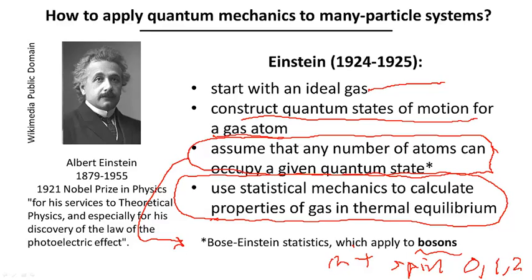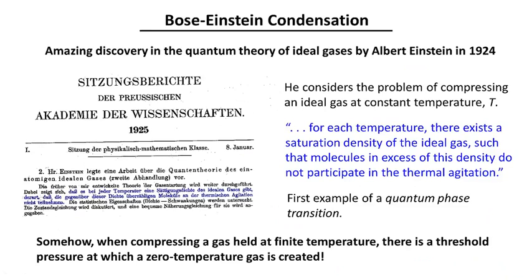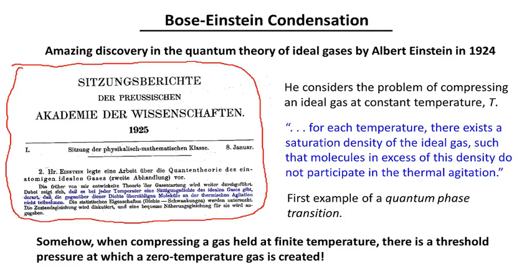Well, in carrying out this seemingly simple program, Einstein discovered something absolutely amazing. Here is the original paper in which he announces it, and he describes the finding here in blue. I'll give you my own translation. He starts by considering the problem of compressing an ideal gas at a constant temperature. So you take a gas that has some particular value, say take the air in the room, and you keep the temperature constant while condensing it.